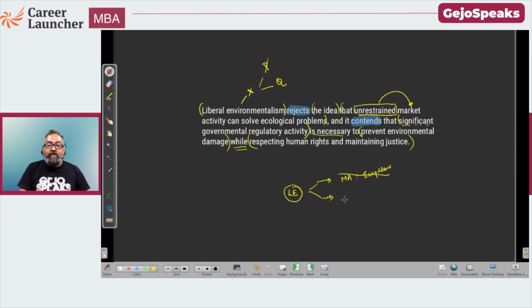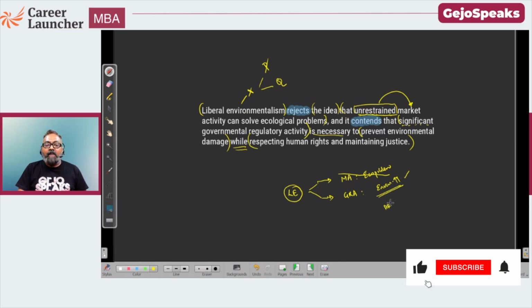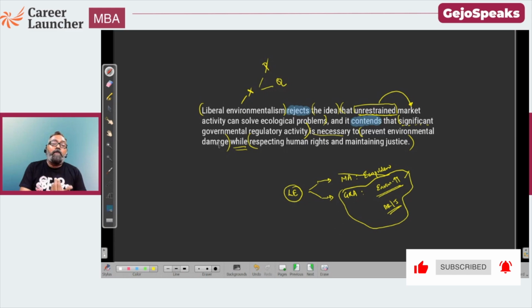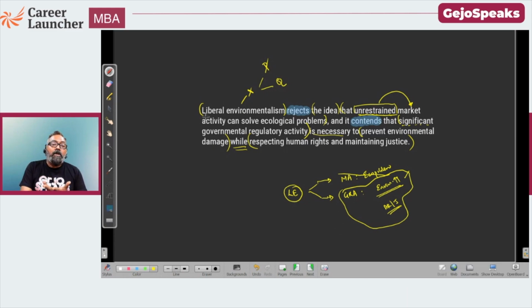It contends that significant government regulatory activity is necessary to prevent environmental damage, and that's what they accept. And you can do that along with respecting human rights and maintaining justice. So while government has a role in maintaining human rights and justice, that's the point. The purpose of this particular sentence is to help us understand what the view of liberal environmentalism is. Once you read this, you understand what this sentence is actually telling us. Great.